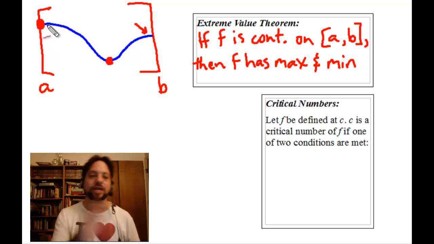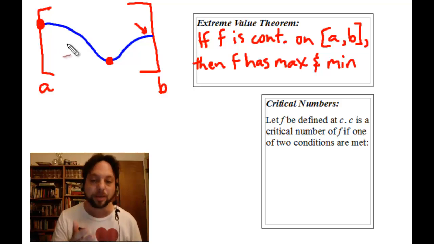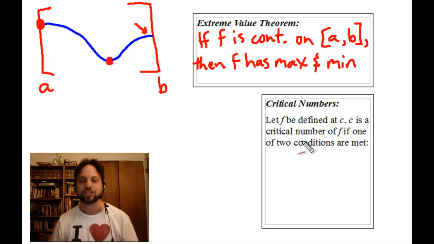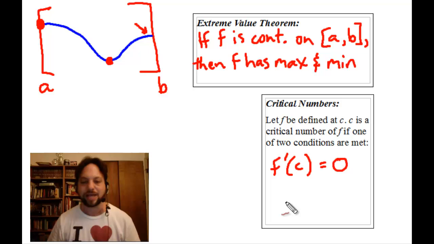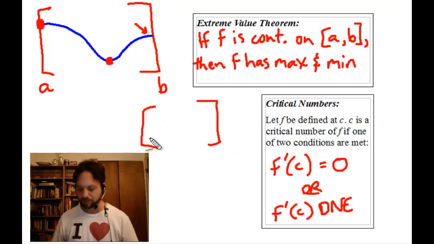Well, of course, we'll need to check the beginning and end points of the interval, but also we're going to have to look for critical numbers. Now, what are critical numbers? That's a very good question. A critical number is a number that we'll call c that meets one of two conditions. Either the derivative at that number equals 0, which is similar to what we saw in example A, or the derivative at that value does not exist. This could happen in the case of an absolute value function or a cusp or something along those lines.